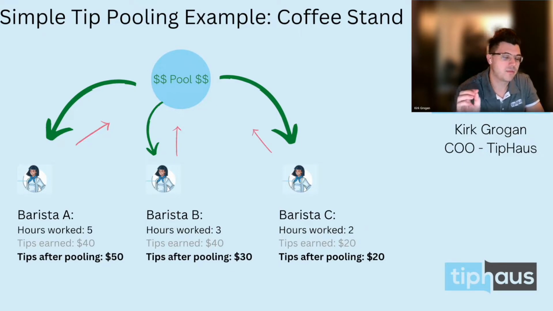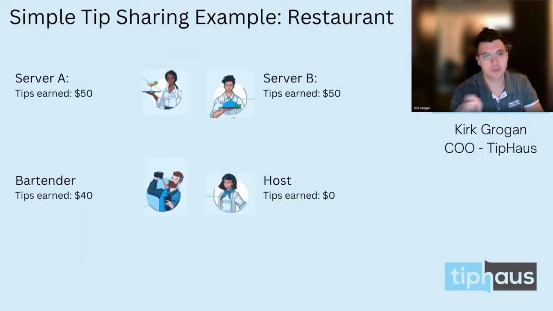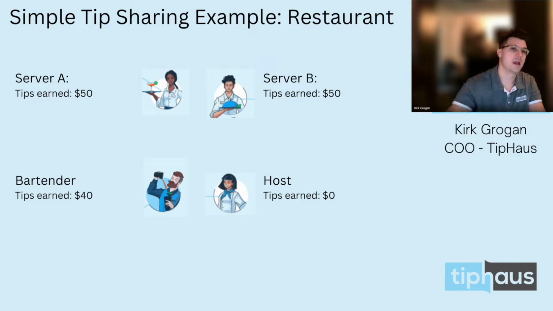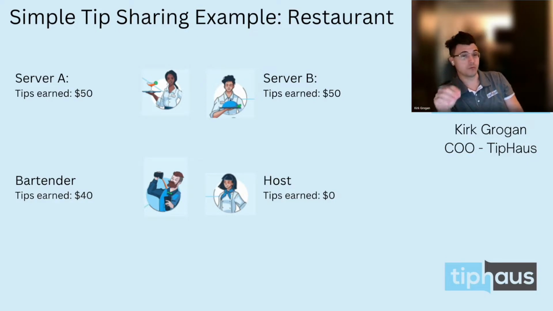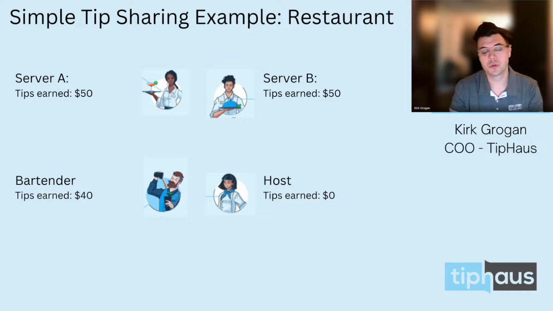Now, this is a very simple tip pool. So let's take a look at tip sharing, and we'll add a slightly more realistic scenario to it. So remember, in a tip pool, employees are contributing all of their tips to a common pot of money and then withdrawing money from that same pot. Whereas tip sharing, on the other hand, is a single movement of money, either depositing or receiving to or from another group of employees. So in this example, a restaurant has two servers, one bartender, and one host working.